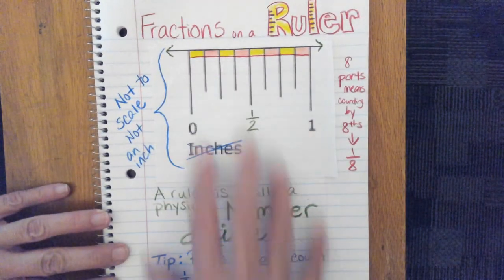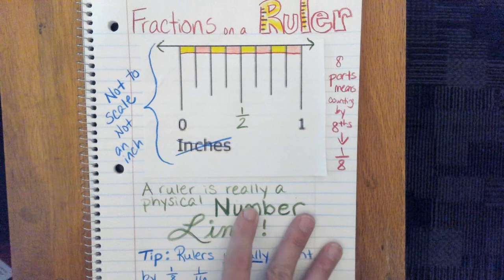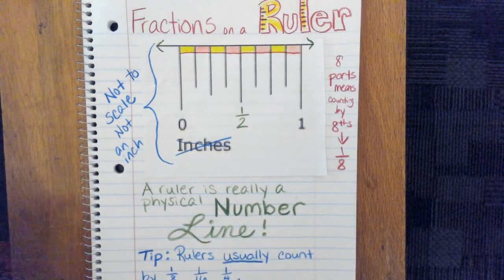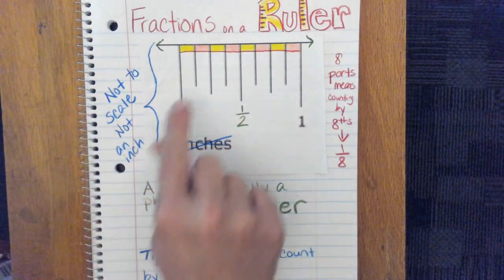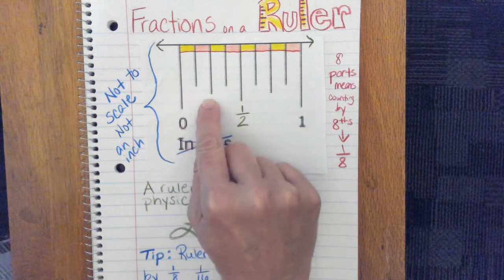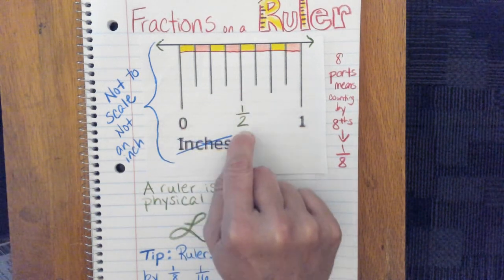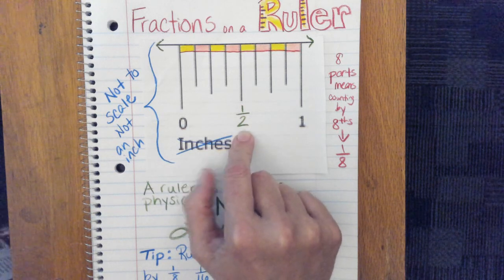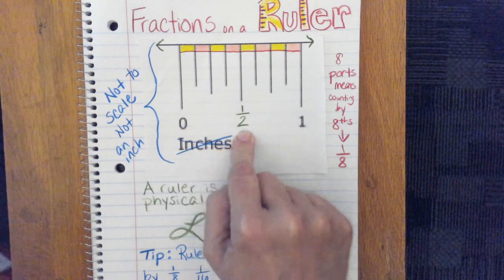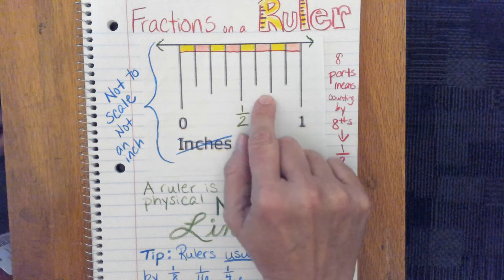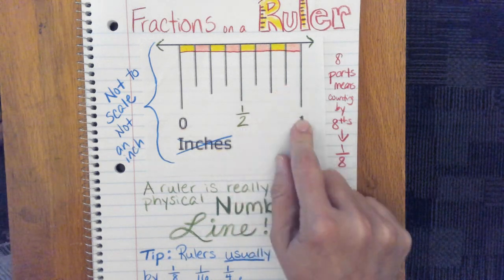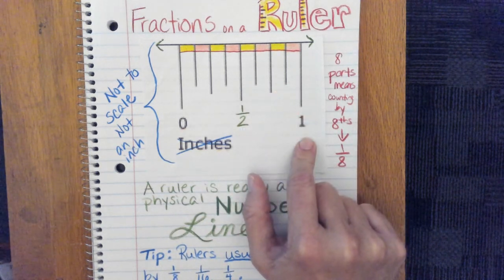So I know I'm going back and forth a lot, but you'll be able to see the whole page at the end. Okay, so if each of these is 1/8, then I've got 1/8, 2/8, 3/8. This 1/2 is also 4/8, and I think you know that 4/8 is the same as 1/2. And then I've got 5/8, 6/8, 7/8, and then 8/8 is the same as a whole.